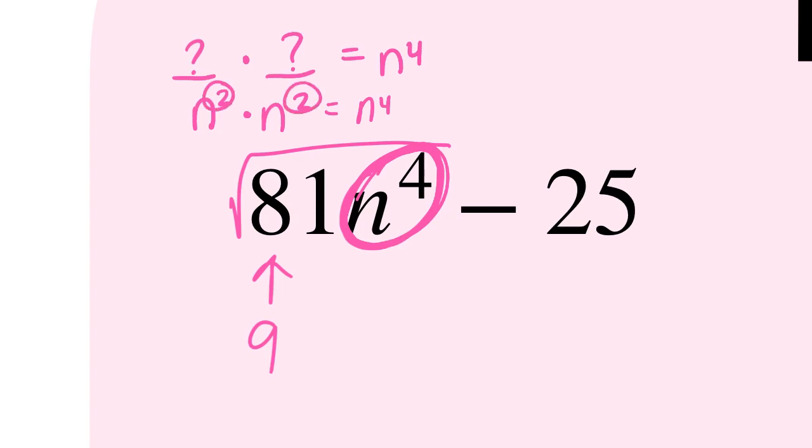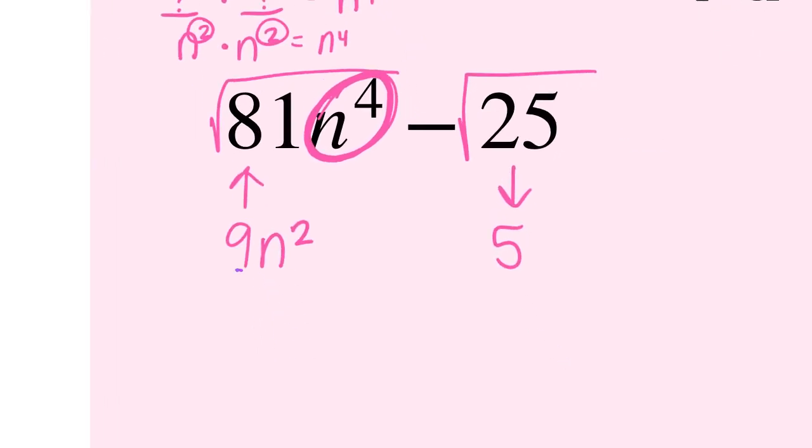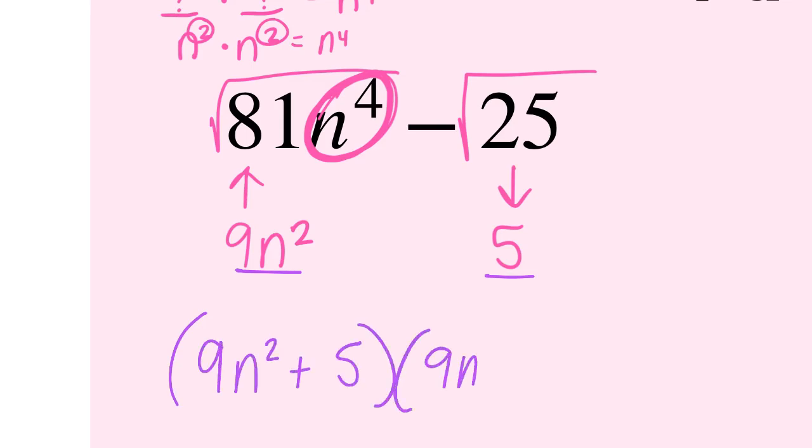So when you're taking the square root of an exponent like this, you're basically just cutting this number in half, and that would be the square root. So if you just cut this number in half, so n to the second, that would be our square root. And then the square root of 25, that would just be 5. So we can go ahead and fill out our factors now. So we have 9n squared and 5. So 9n squared plus 5, 9n squared minus 5.